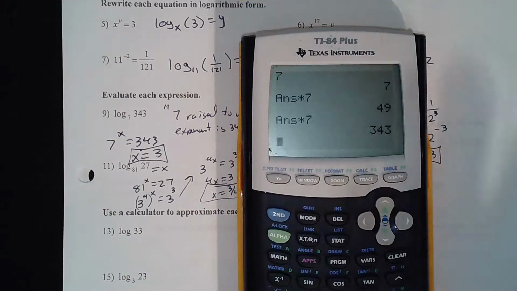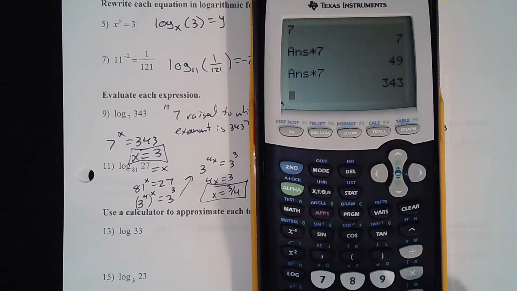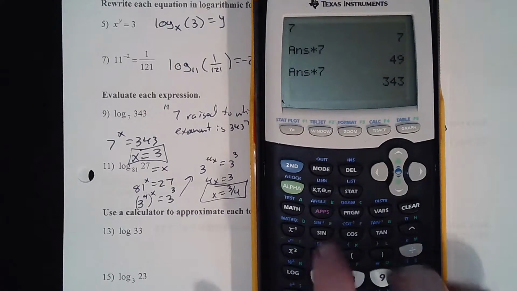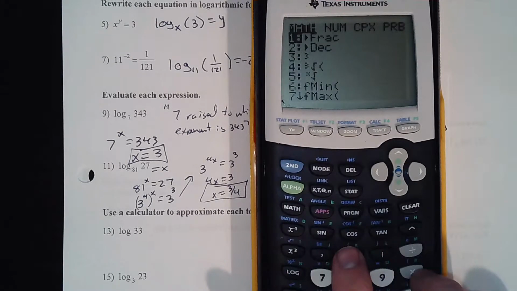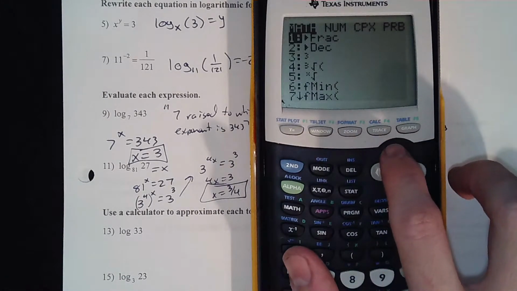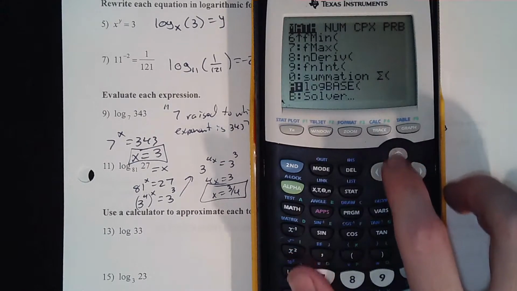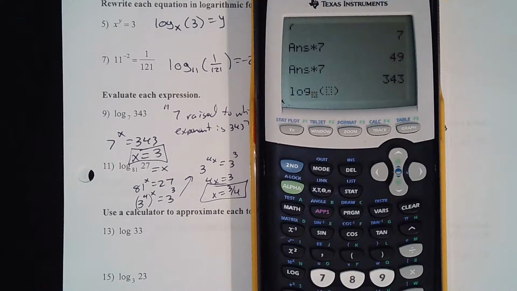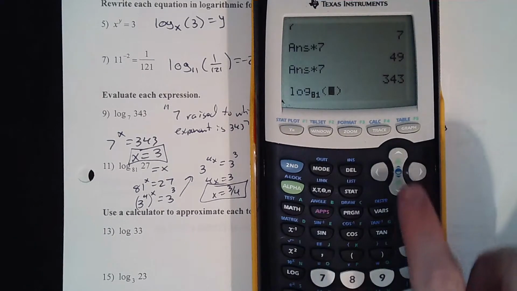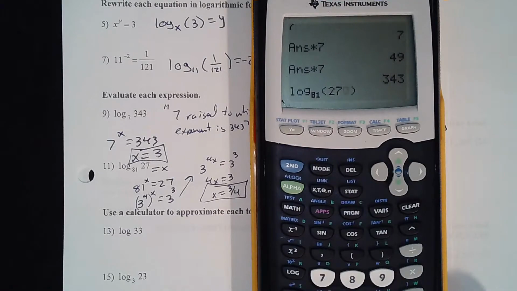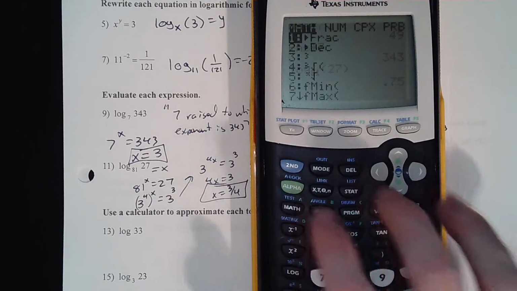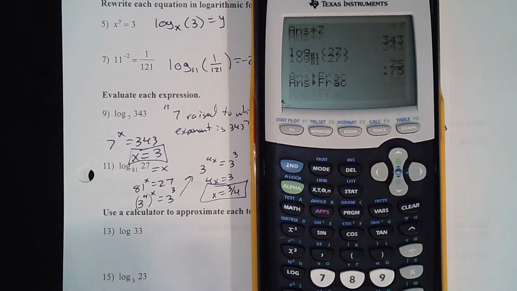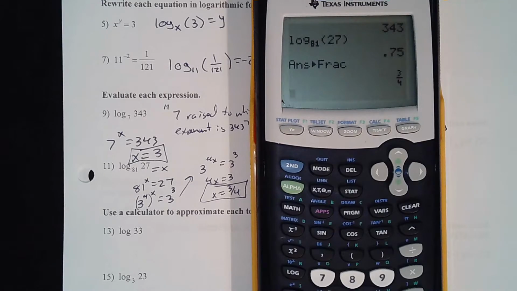Let's zoom out. Nice. So zooming out there, on the calculator, if you hit the math button, scroll up to log base, it gives you this nice little thing where you can type in the answer exactly how you want it, log base 81 of 27. And then you want a fraction answer, because I don't want that decimal sometimes. We're going to hit math, and then enter, enter, and that'll give you that 3/4.